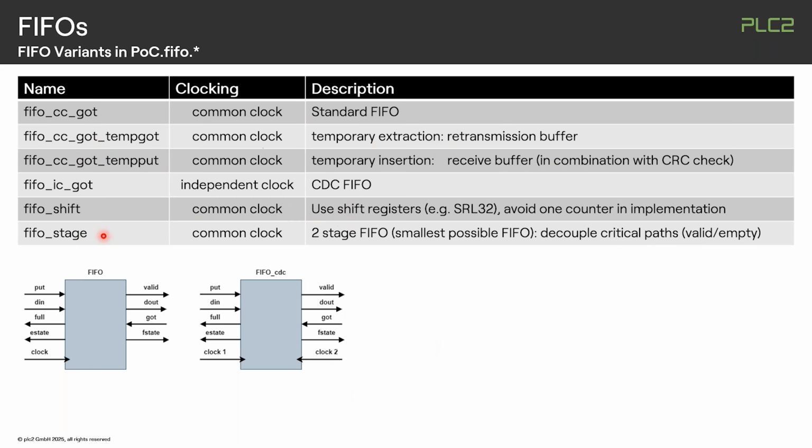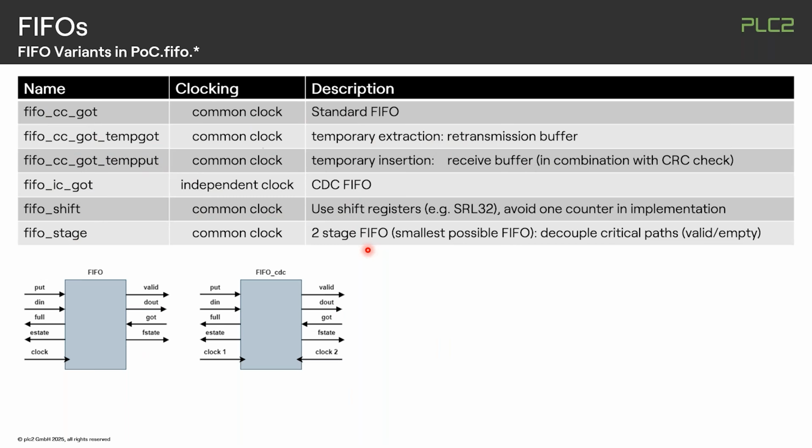And another special variant is FIFO stage with a common clock. This is a two-stage FIFO. Actually, that's the smallest FIFO you can implement. And this is used for decoupling critical paths. So we are decoupling valid and empty signals, or valid and other handshake signals, however you want to name them in your design. And this is one of the key foundations if you want to have pipelining in AXI networks, AXI Lite, AXI-Stream, AXI-Full. You need such a stage.